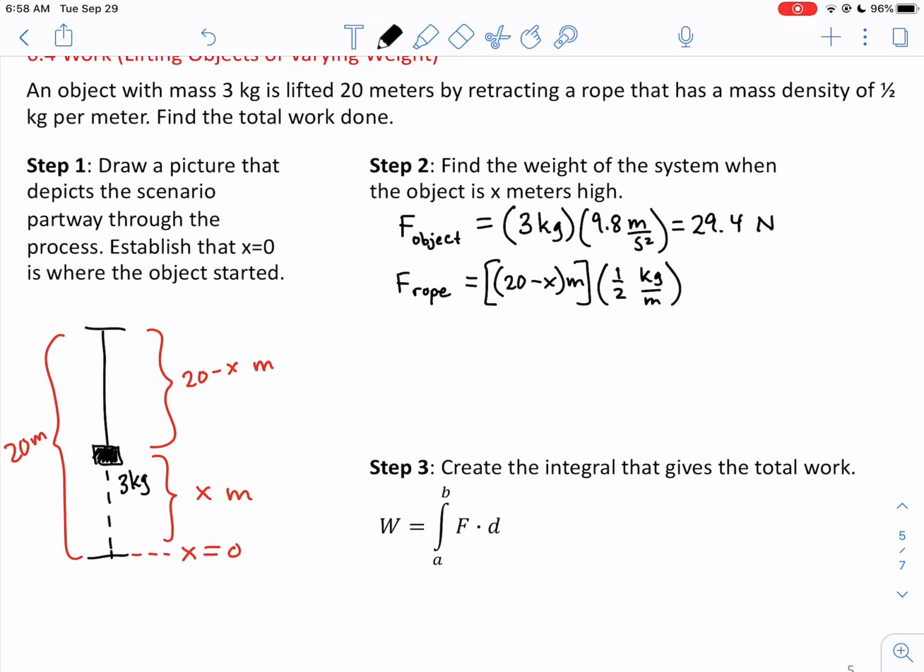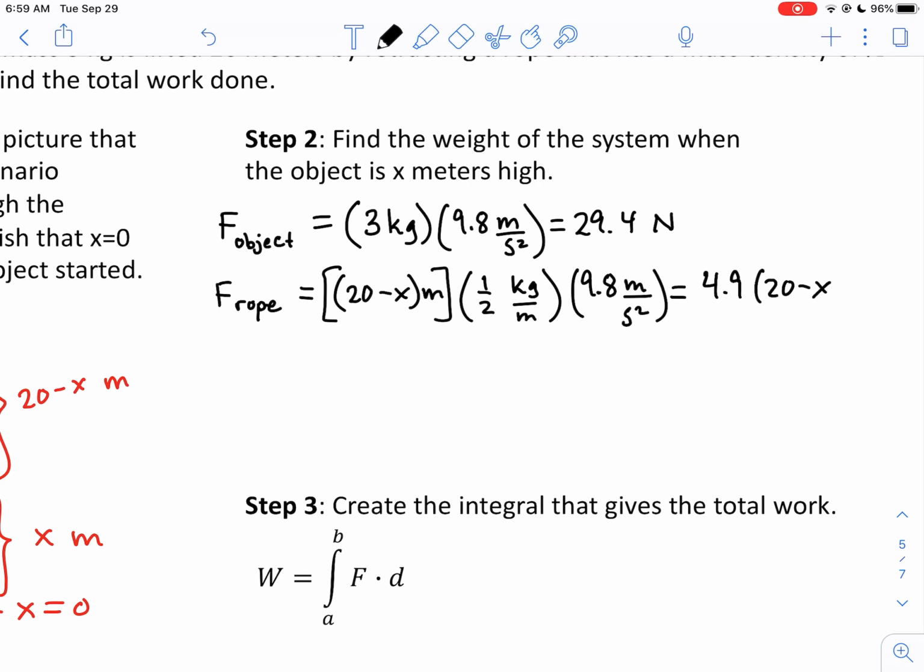Now if I stop here, look at the arithmetic of units. Meter will cancel meter, and you'll wind up with how many kilograms of rope I'm currently holding. Once you know how many kilograms of rope you're holding, you multiply that by the 9.8 meters per second squared, and you'll get how many newtons. I'm going to multiply the 1/2 and the 9.8 first and get 4.9, and then we have the 20 minus x part, and then the units here are newtons.